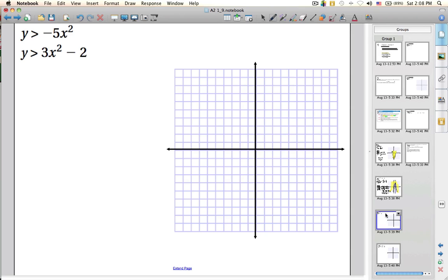Okay, now we're looking at quadratic systems. Now I have 2 quadratic functions that I have to graph. So I'm going to graph them one at a time, and then I'm going to find the area where the shading overlaps. So first I'm going to graph this guy. It's a root form, so I know that the vertex is at 0, 0. I'm going to make an input-output table for this.